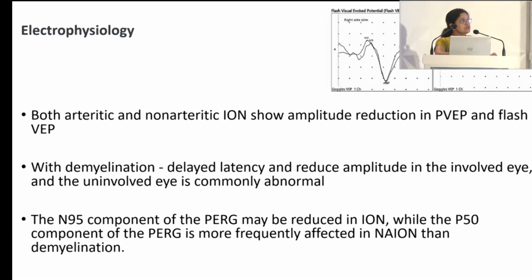The other investigations are electrophysiology, in both non-arteritic and arteritic ischemic optic neuropathy, which shows amplitude reduction in the pattern VEP and flash VEP. With demyelination, we can see delayed latency as well as reduced amplitude in the involved and also in the uninvolved eye, which is commonly abnormal.